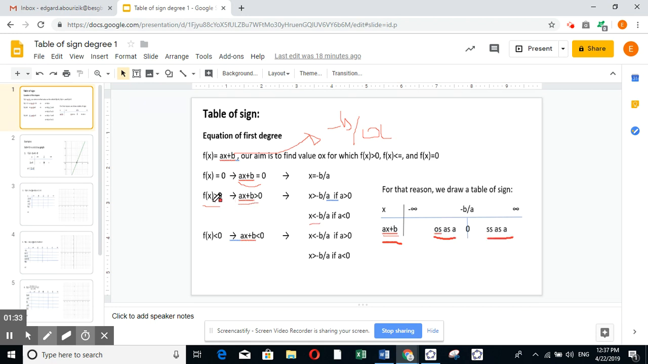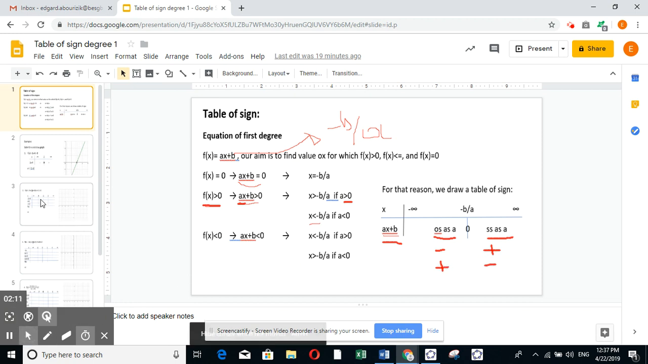Because if I want f of x to be positive, I take the condition when a is positive. So if a is positive, then x is bigger than minus b over a. Since a is positive, here is plus and before it is minus, and similarly it will be the opposite if a is negative. So from now on, for ax plus b, to find the root, first of all, minus b over a, then you look at a. If a is positive, you start by minus, then plus. If a is negative, you start by plus, then minus.